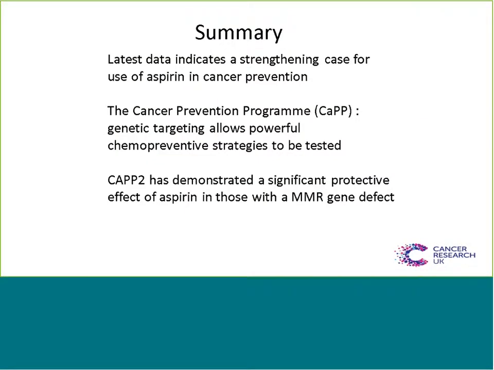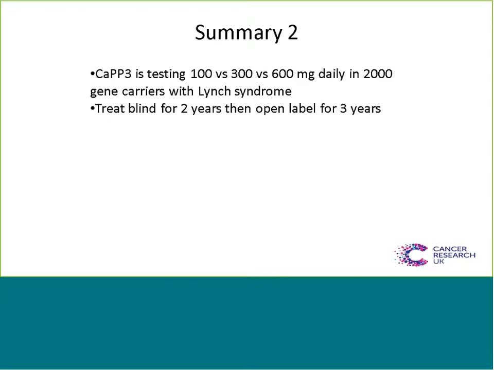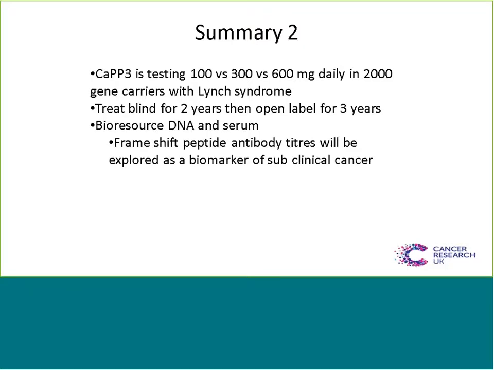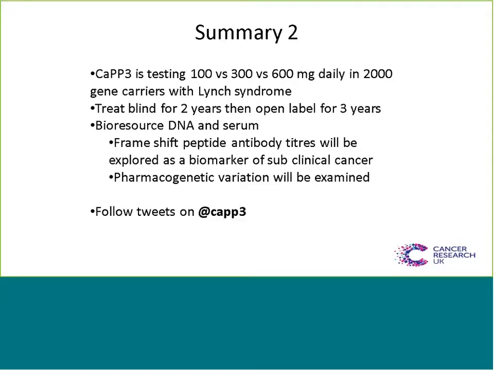And in summary, the latest data indicate a strengthening case for aspirin. The CAP studies are a very good way of testing that as a cancer endpoint. CAP2 showed that there is an impact, and CAP3 will test 3 different doses on 2,000 gene carriers, blind for 2 years. We then have a bioresource to look at frameshift peptide antibodies, and we'll also be looking at pharmacogenetic variation.